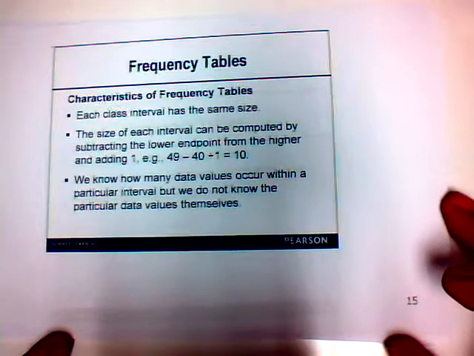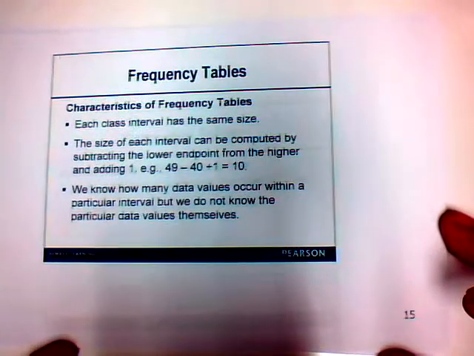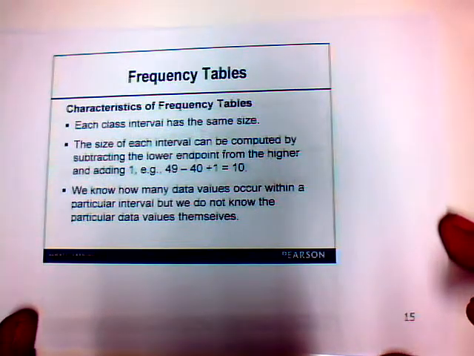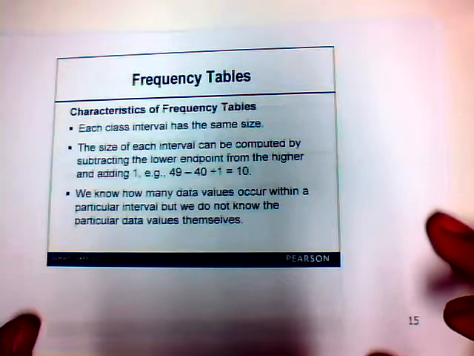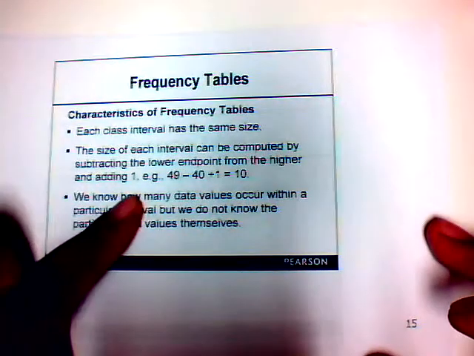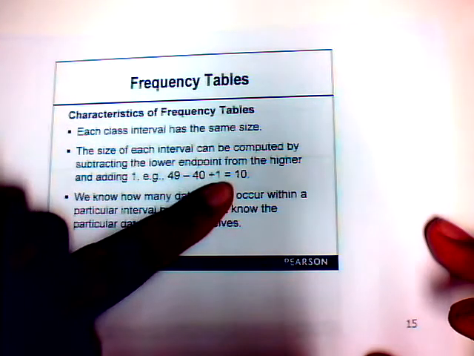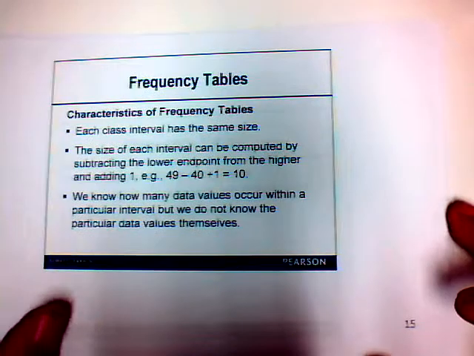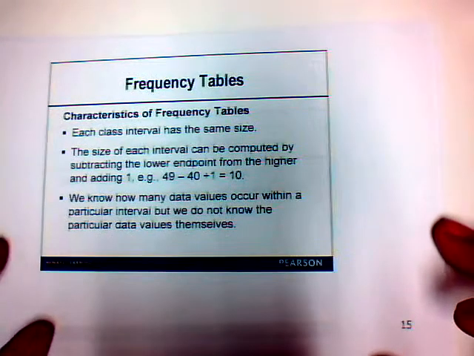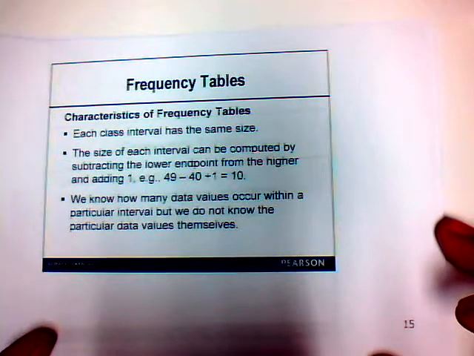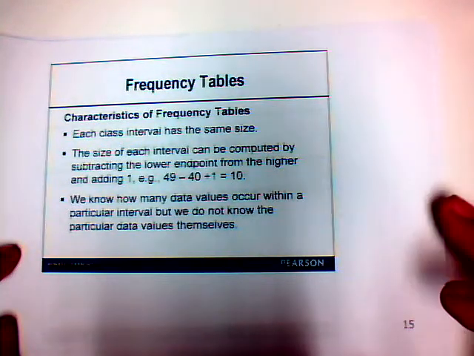Some characteristics of frequency tables are that each class interval has the same size. And the size of each interval can be computed by subtracting the lower endpoint from the higher and adding 1. For example, from 49 to 40, 49 minus 40, plus 1 will give you 10. So the size of that interval is going to be 10. And of course, we know how many data values occur within a particular interval, but we do not know the particular data values themselves.